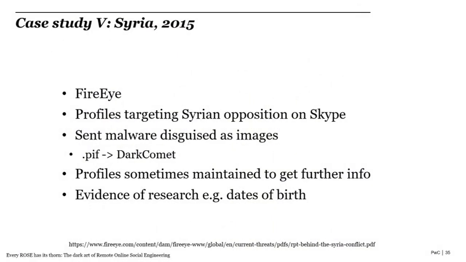The second case study is reported on by FireEye a few years ago in Syria. So this was Skype profiles targeting various members of the Syrian opposition. In this case, the personae sent malware disguised as images. And interestingly here, after infections and after that kind of attack attempt, some of these personae maintained contact with the victims to elicit further information from them. There was also evidence of some pretty detailed research beforehand as well, so a lot of these false personae would coincidentally have the same or very similar dates of birth to the people that they were targeting, as a kind of conversational icebreaker.